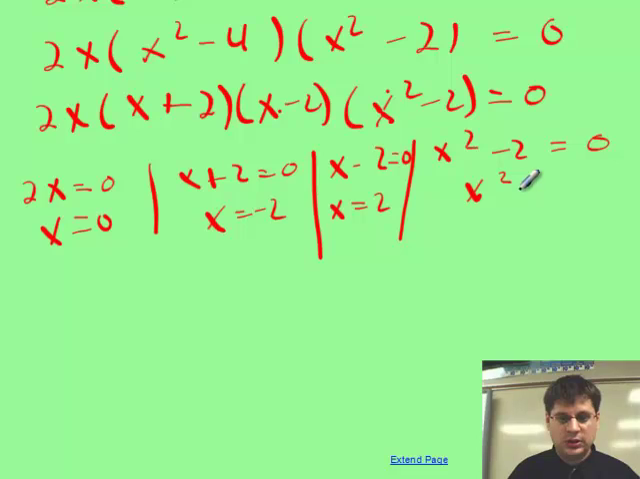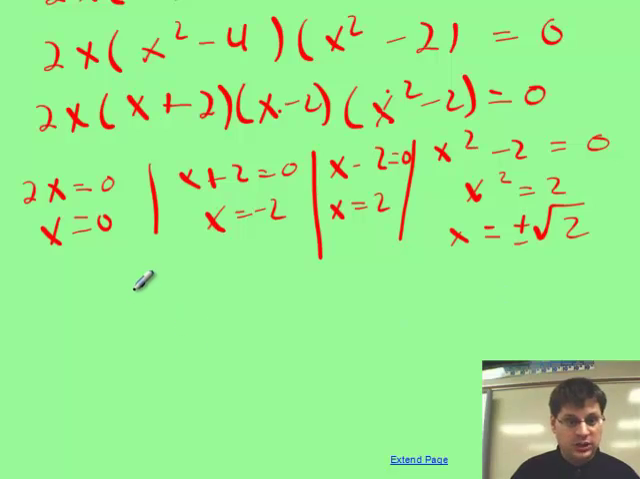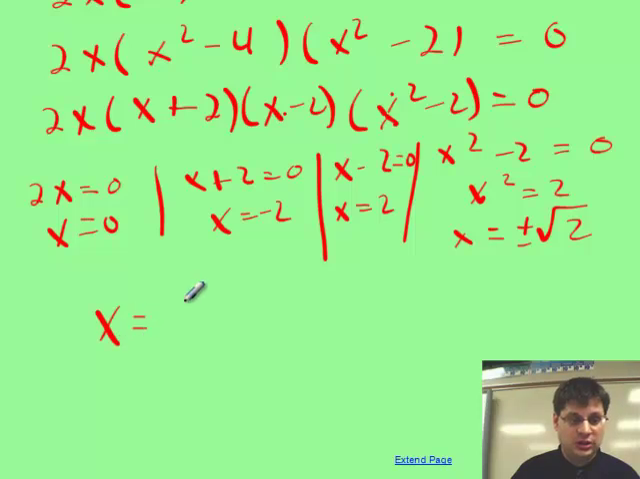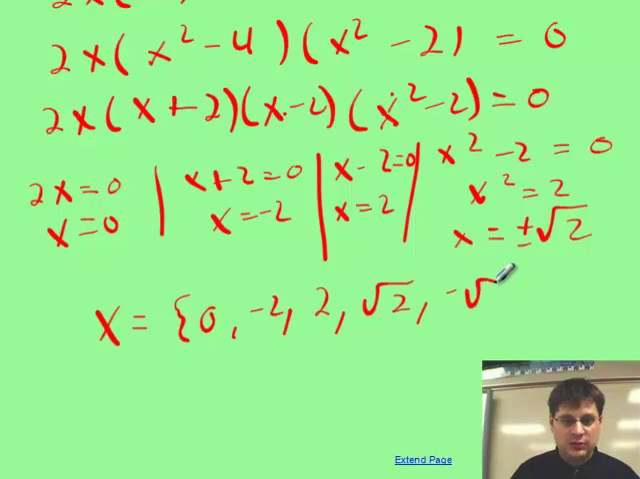and in this one we have x squared is equal to 2, then we take the square root of both sides, and we'll be left with x is equal to plus or minus the square root of 2. So, looks like we have 1, 2, 3, 4, 5 solutions here. So we'll use set notation and list them all out. We'll have 0, -2, +2, the square root of 2, and the negative square root of 2 are all solutions to this polynomial equation.